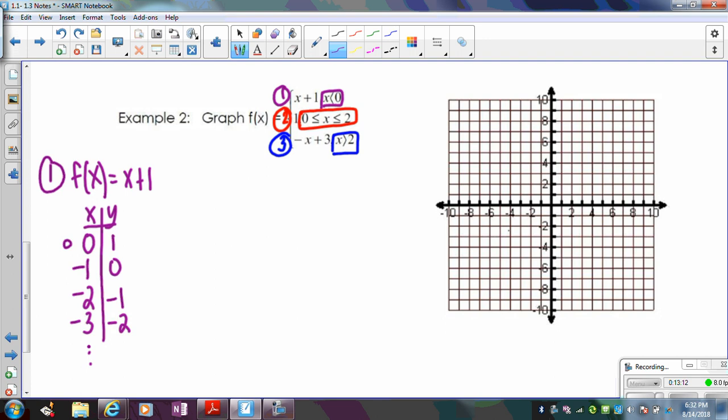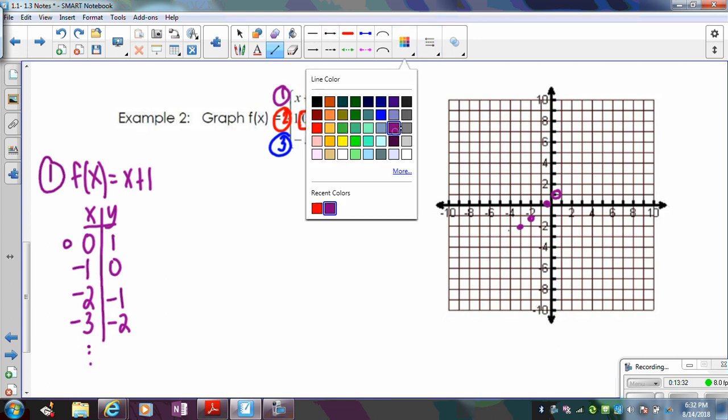Go ahead and plot them. So 0, 1, I'm going to have an open circle. Negative 1, 0 is going to be filled in. Negative 2, negative 1, filled in. Negative 3, negative 2. And I could keep going with my slope here. Or again, take and draw my line. And when I draw my line, remember, it should be going to the left this time.